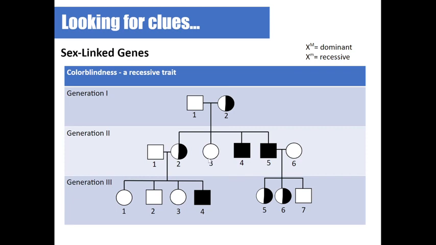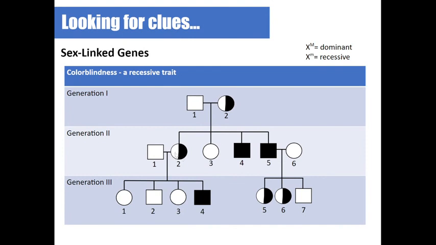They had 2 daughters and 2 sons. So one of the daughters is not a carrier or affected. This daughter is a carrier, but is not affected. But these 2 sons here are colorblind. So child 3 and 4, they didn't have any kids, so let's not worry about them.